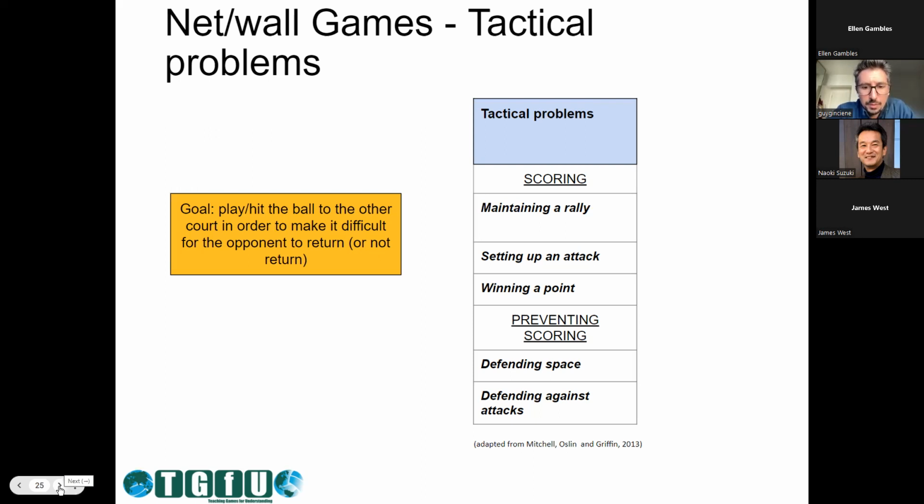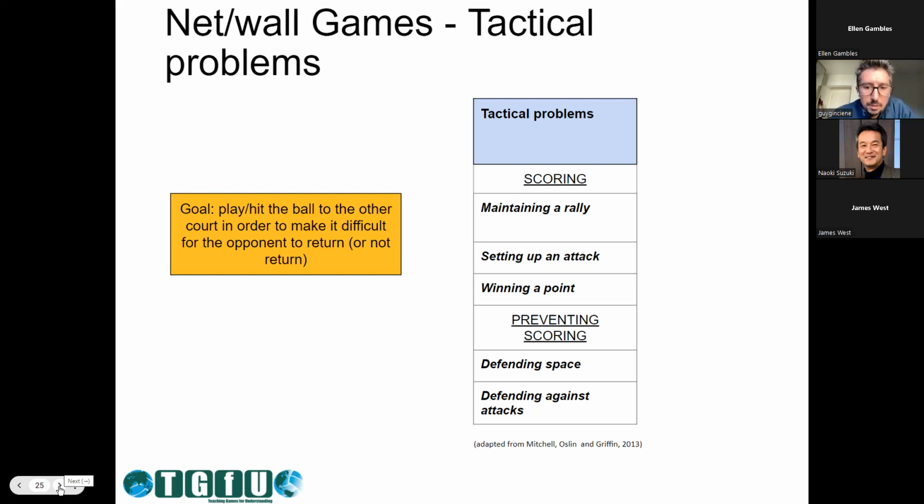The main goal of net wall games is to send or hit the ball or a shuttlecock, for example, to the opponent's court with the intention of making it difficult for this defender to return the ball or the shuttlecock, or so that the opponent does not return it. With this main goal, we have some tactical problems about these games.